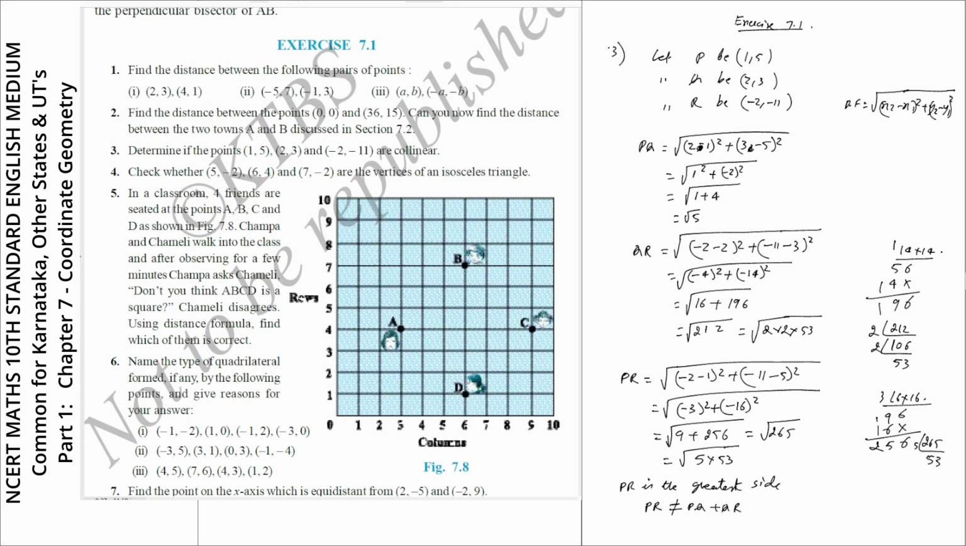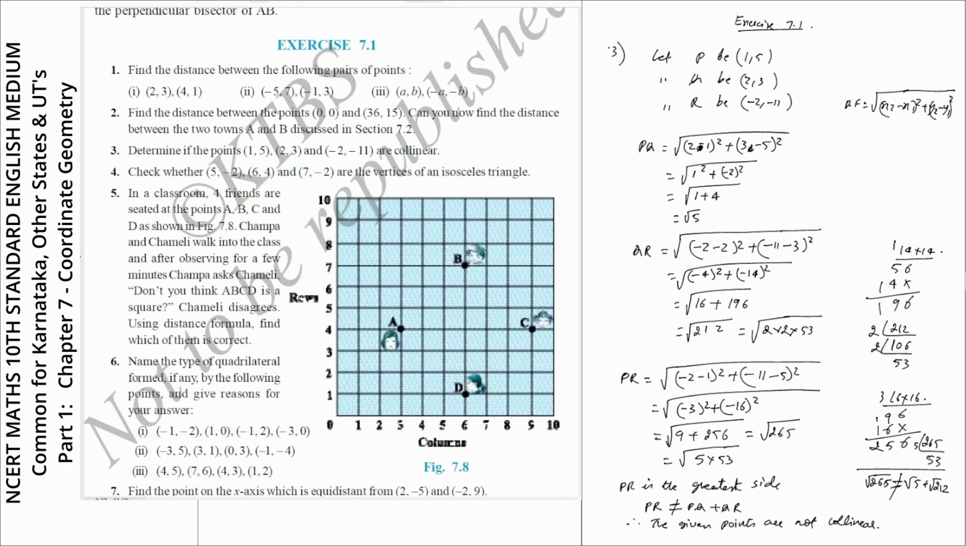PR is square root of 265, and PQ is root 5, and QR is root 212. So PQ plus QR is not equal to PR. That's why we conclude that these three points are not collinear. Therefore, the given points are not collinear.